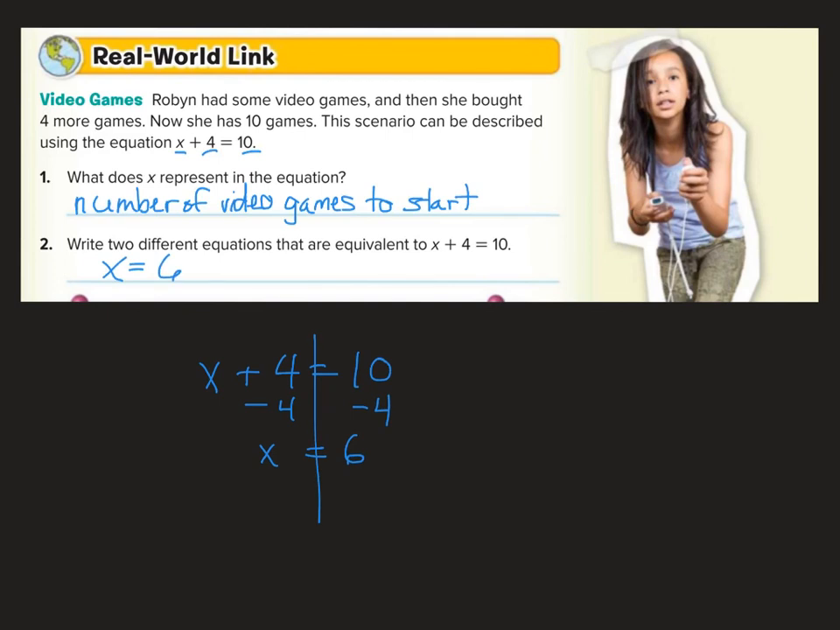And another example could be x plus 6 equals 12. If I subtract 6 from both sides of the equation, I'm left with x equals 6. So x plus 6 equals 12. And those are both equivalent equations. See if you can come up with one on your own.